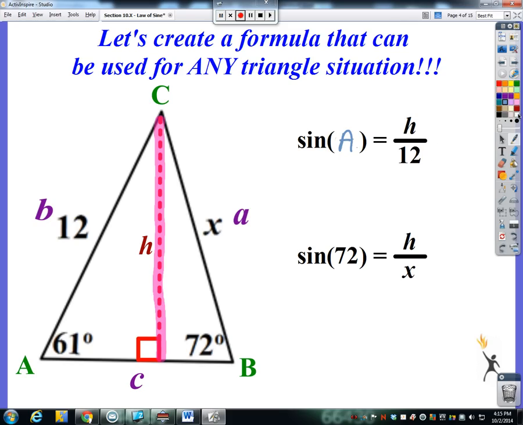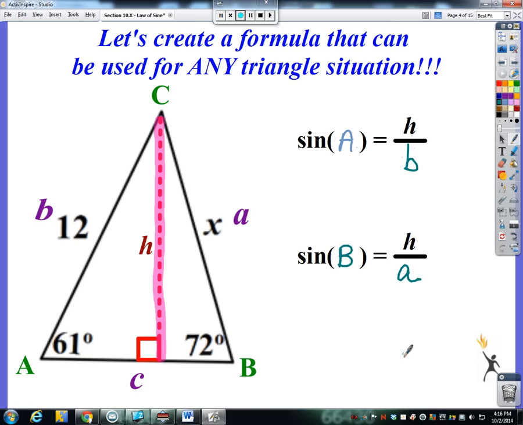Now, the 12 in this problem, what did the 12 represent? The 12 represented side B. So I'm going to put a B in its place. Because again, are we always going to have a 12 in a triangle problem? No. But I can always call it a variable to represent whatever number it may be. The 72 down here, let's not think of it as 72, but let's think of it as a variable. 72 was angle B. And the x that we were figuring out was really side A. All right? So no more x. Let's think of it as side A.